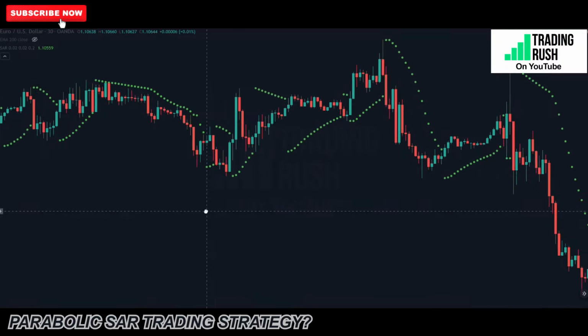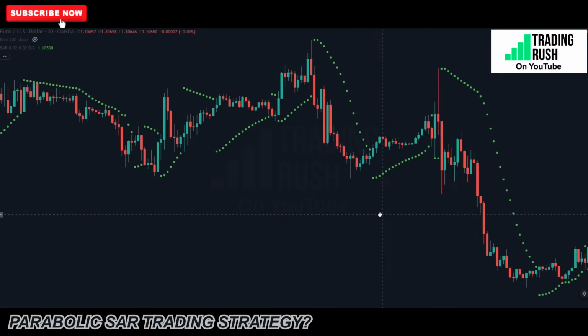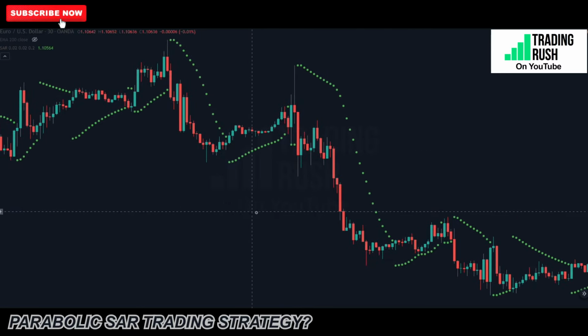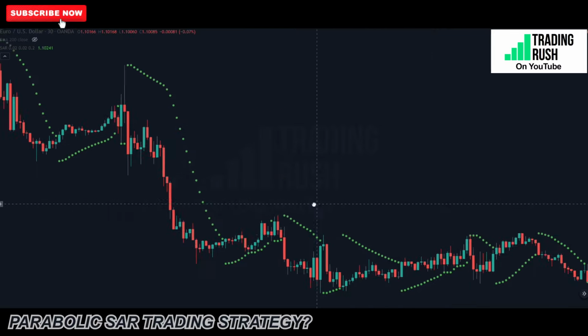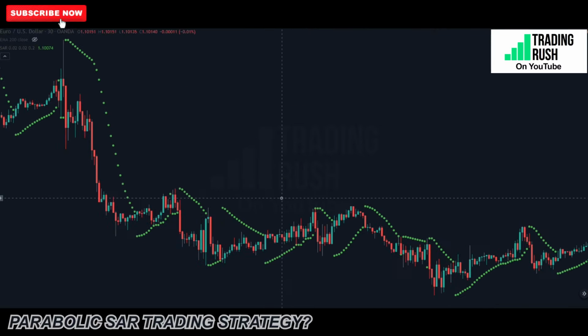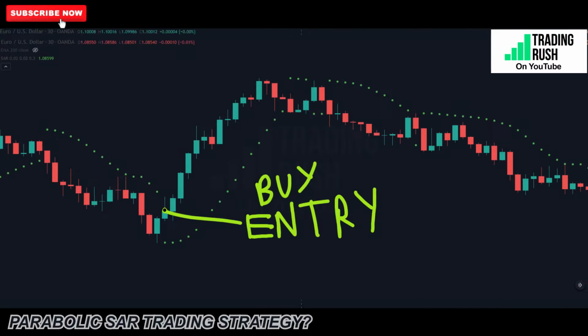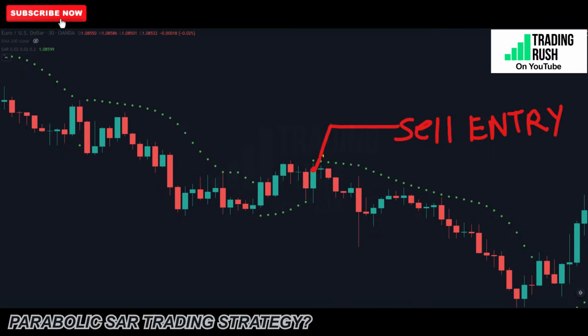Remember, parabolic SAR is a lagging indicator. Therefore, you should wait for the entry candle to be completed. Then and only then, you should consider taking the trade at the closing price of the candle. Here's an example. The dots flipped below the candle. In this long setup, we could have entered a long position when the dot appeared below the candle for the first time. Here's a short example. The dots flipped above the candle. We could have entered a short position when the dot appeared above the candle for the first time.